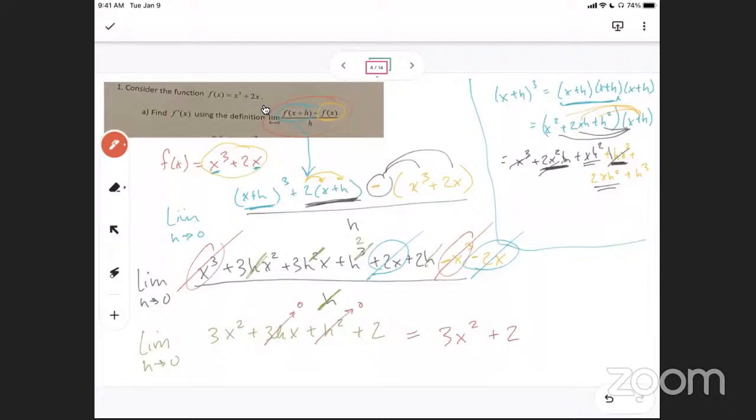It's a lot of tedious work, right? Yeah. A lot of tedious work, but that's what will always happen. And I know that that's right because I know the shortcut, which you're going to learn soon. And the shortcut, basically, it's called the power rule.